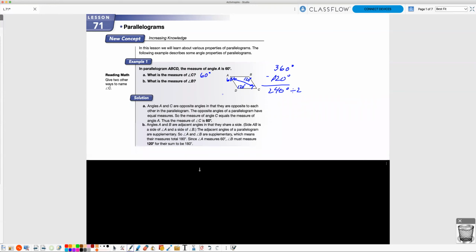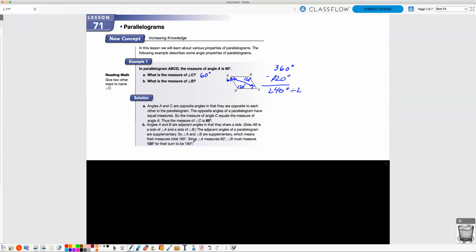Because they're opposite angles, A and C are basically the same. Opposite angles of a parallelogram have equal measures. So the measure of angle C equals the measure of angle A. Thus, the measures of angles C and A would be 60 degrees.